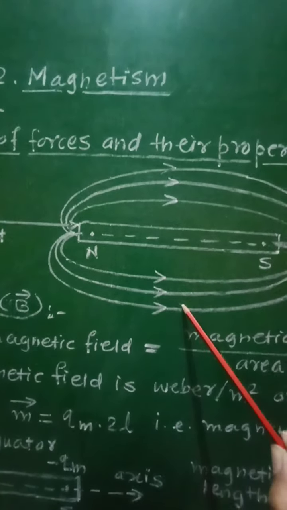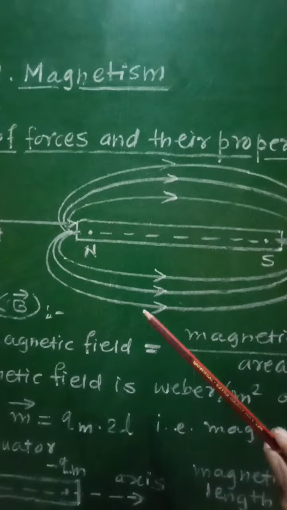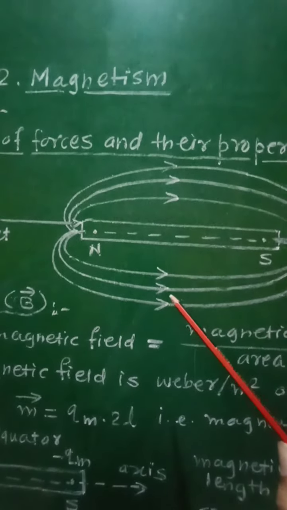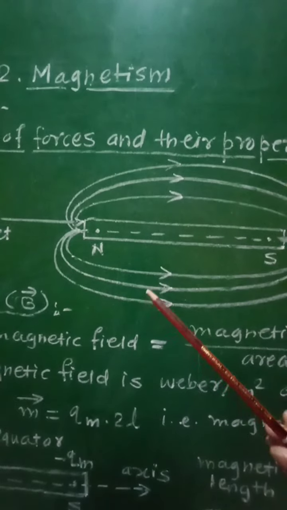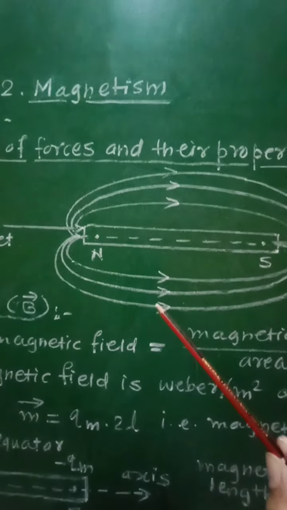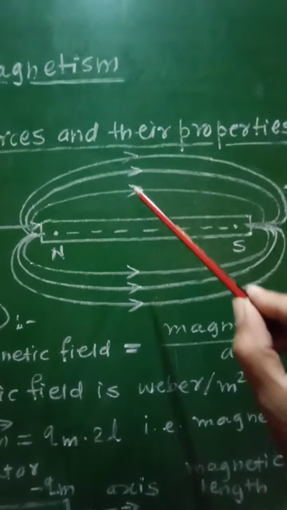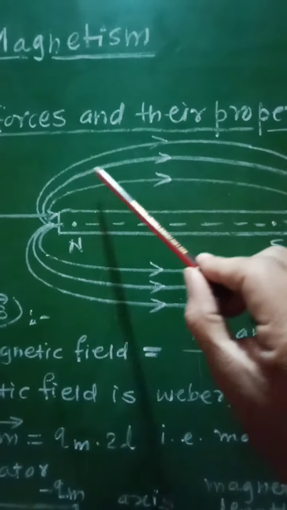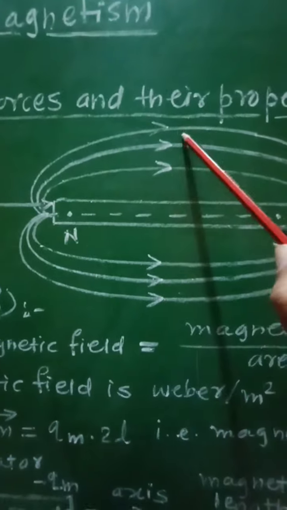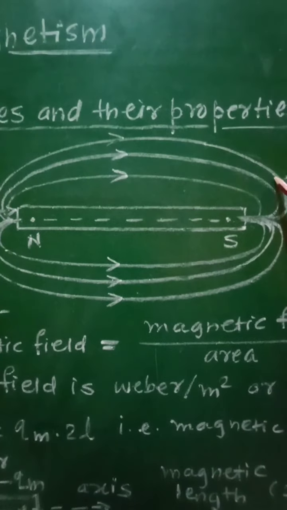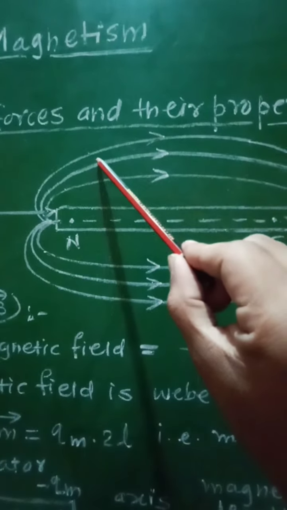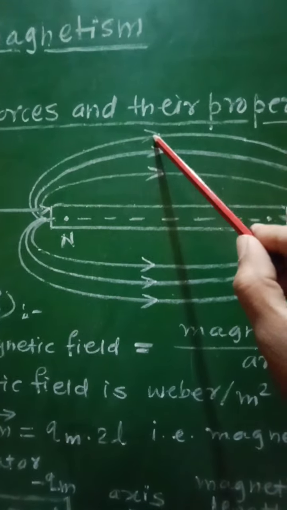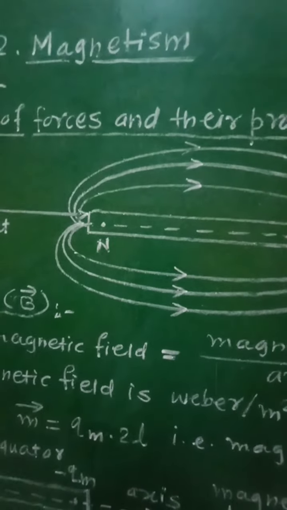Third, the direction of the net magnetic field B at a point is given by the tangent to the magnetic line of force at that point. So if you consider any magnetic line of force, then the net magnetic field at any point along this line will be given by a tangent drawn to that line at that point.